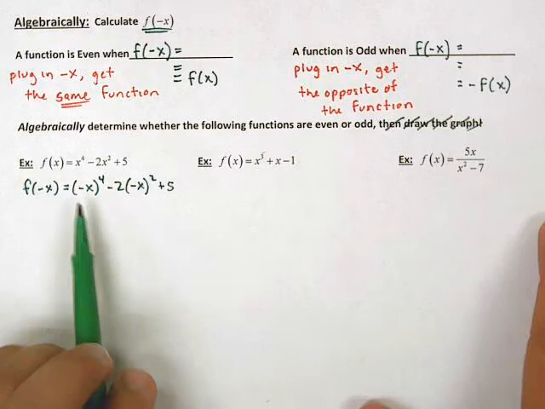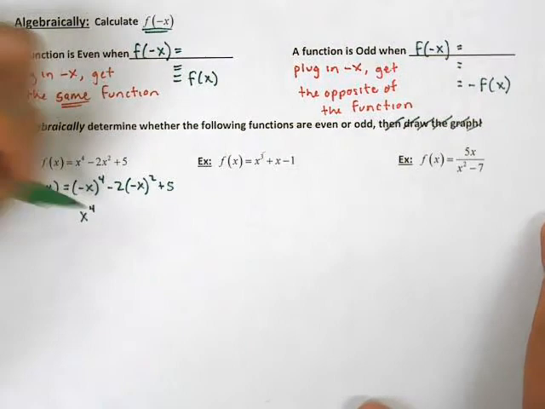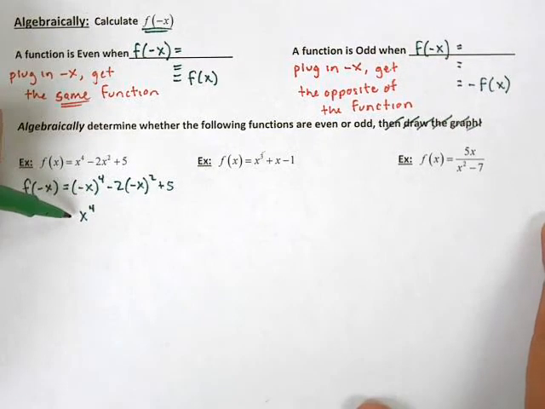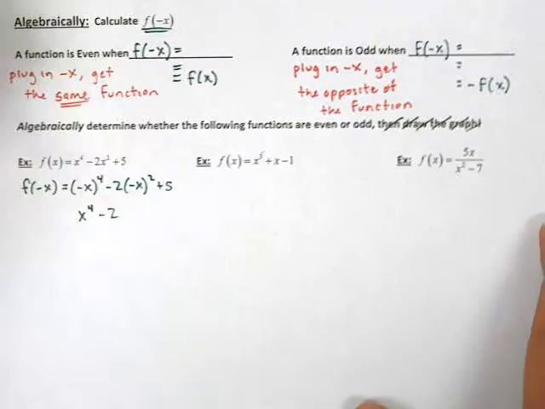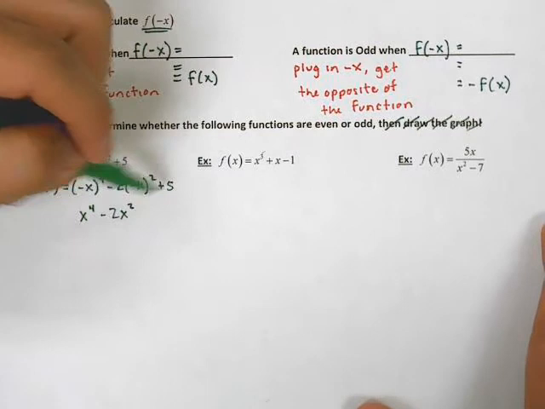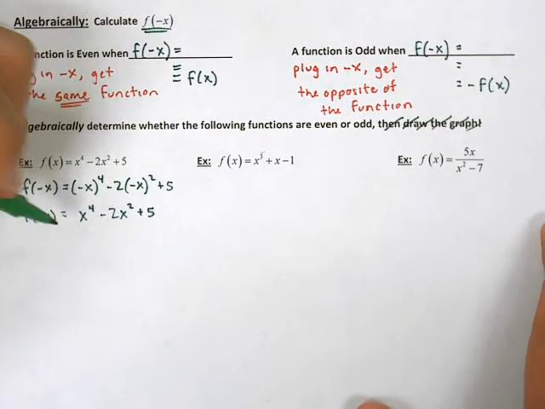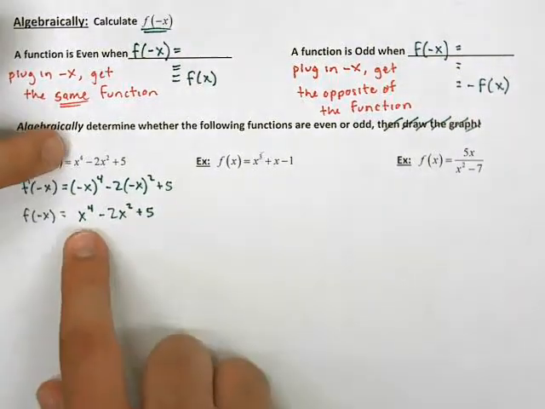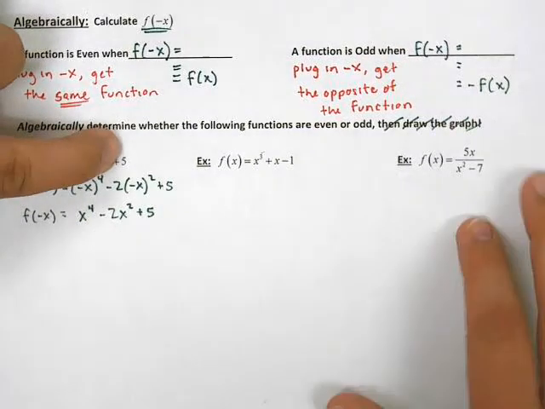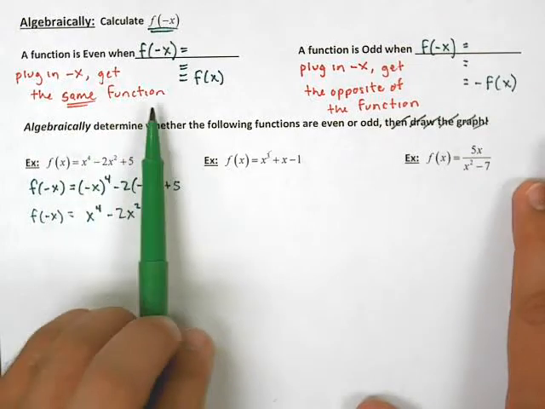Well, we know that when we raise a negative to an even exponent, it just becomes positive, okay? Or hopefully we know that. Negative x to the fourth is just x to the fourth, and negative x squared is just x squared. And positive 5, nothing happens, okay? So this is our f of negative x function. And what do we notice when we take a look at all of the pieces? This is the same. This is our hint. We plugged in negative x, we got the exact same function.